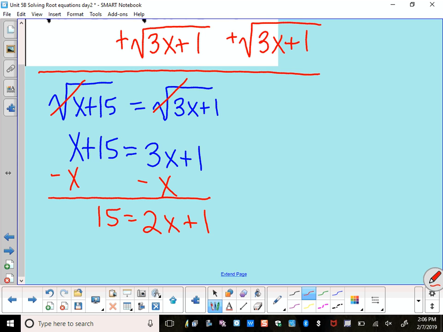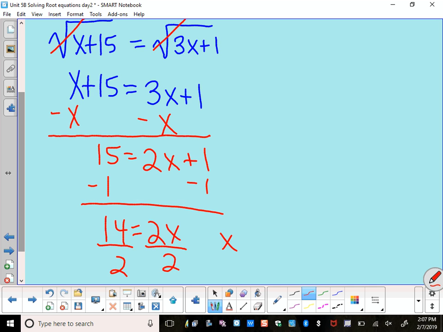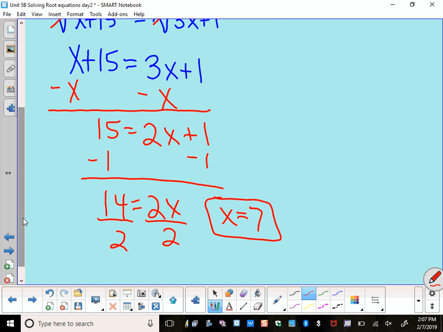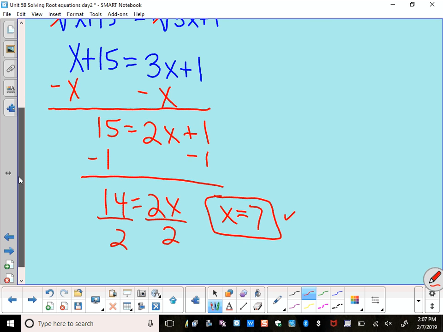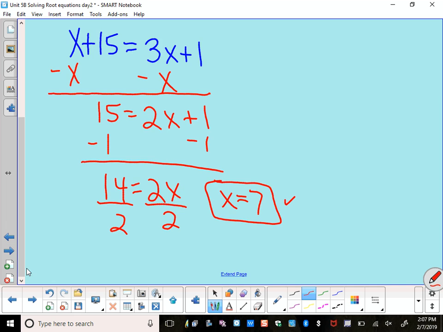Alright, let's see. And then I subtract 1. 14 equals 2x, divided by 2. You should get x equals 7. Did you plug it in yet, Ronaldo? Actually, if you did plug it in, this one would work and you would get 0. But you would plug it back into your original, so you would type in the square root of 7 plus 15, and then slide over, minus the square root of 3 times 7 plus 1, you'll get 0.